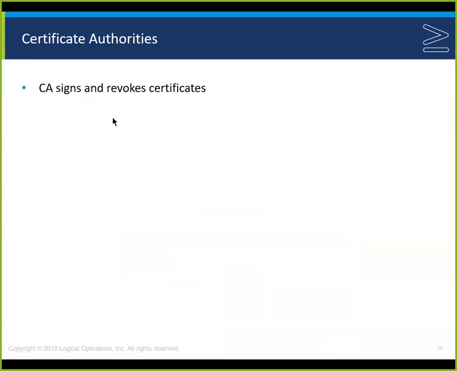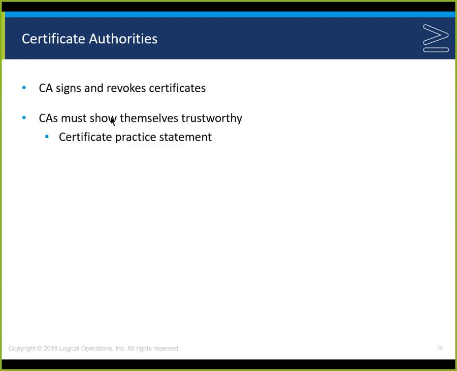The certificate authorities are the trusted third parties that sign and revoke certificates, and you saw that we can issue and we can revoke certificates, or we can suspend certificates. They must show themselves trustworthy. A certificate practice statement has to be available for these things. The root certificates are typically going to be out-of-band distribution, which means they're not going to be on the network sort of distribution.